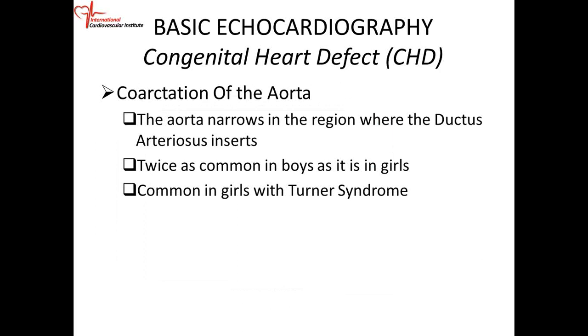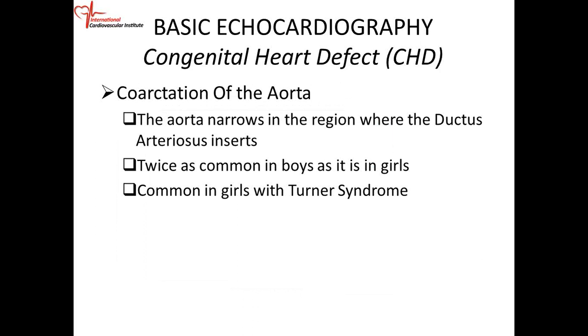The next thing is the coarctation of the aorta. Now, coarctation of the aorta, or coarctation of anything, is a narrowing. So when we say coarctation of the aorta, it narrows in the region where the ductus arteriosus inserts. The ductus arteriosus usually inserts close to where, just as I showed you, the left subclavian artery comes off the descending aorta. So just at that level, that is where you usually get coarctation.